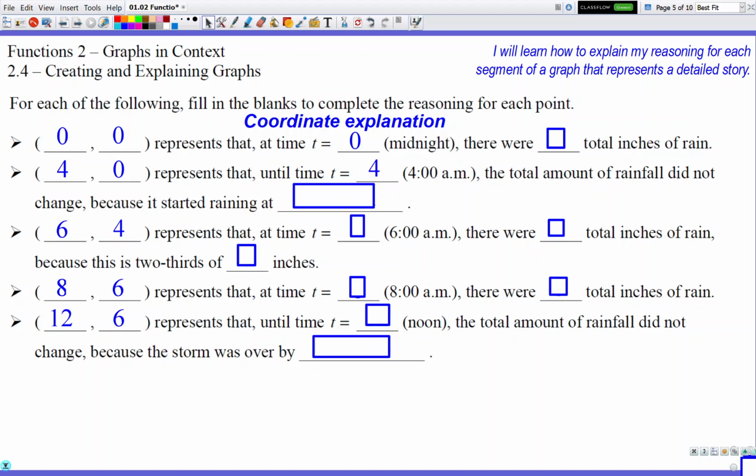But when we start getting tricky, we're going to start making the problem start off at like 10 a.m. In that situation, if the problem starts at 10 a.m., then t equals 0 is 10 a.m. Then t equals 4 would be 2 p.m., because 4 hours after 10 a.m. is 2 p.m. So you got to be real careful about that.